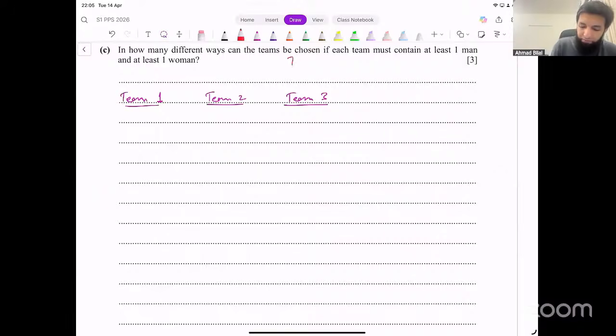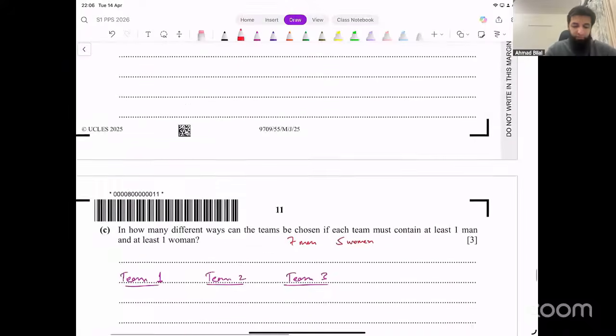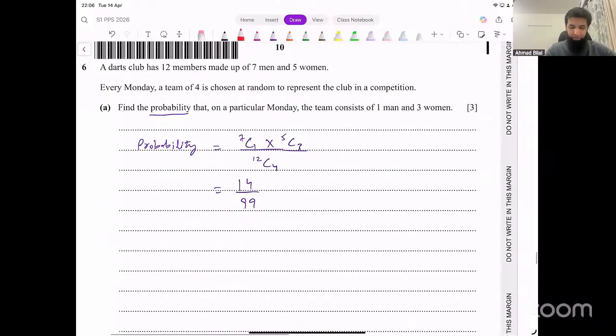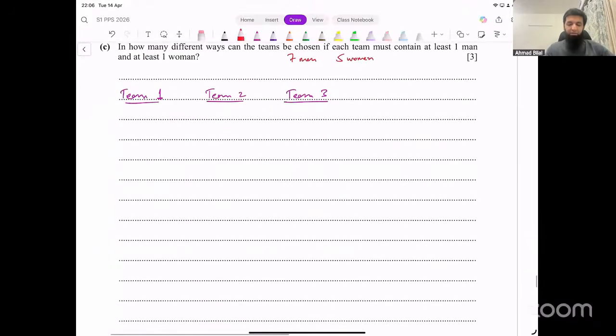What's the total number of men and women? We've got 7 men and 5 women. Right? 7 men and 5 women. Now how can we break them and divide them into these groups such that the condition is met, at least one man in each team and at least one woman in each team? Team 1: let's start with the smallest. One man. If we had one man and 3 women in this team 1, then what could be the possibilities with one man for the other teams?